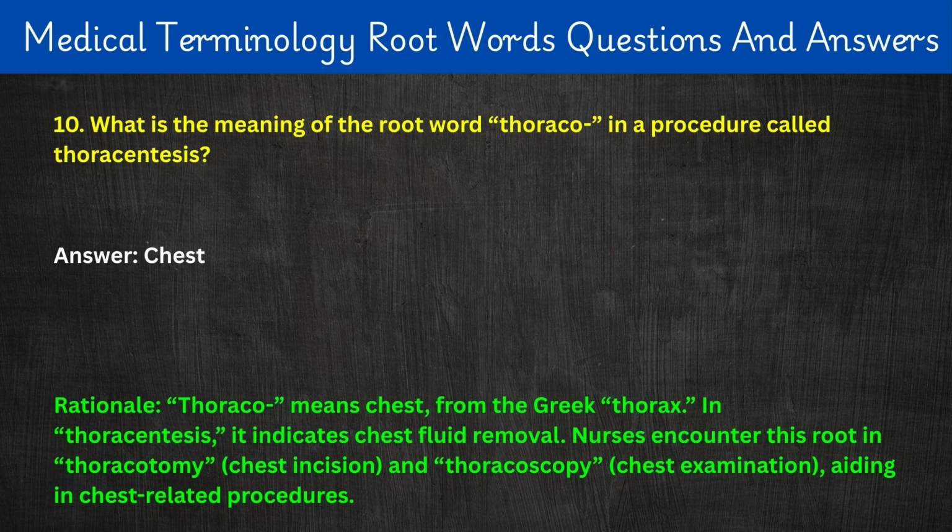10. What is the meaning of the root word thoraco- in a procedure called thoracentesis? Answer: chest. Rationale: Thoraco- means chest, from the Greek thorax. In thoracentesis, it indicates chest fluid removal. Nurses encounter this root in thoracotomy, chest incision, and thoracoscopy, chest examination, aiding in chest-related procedures.